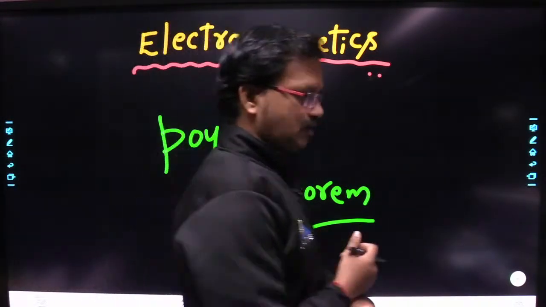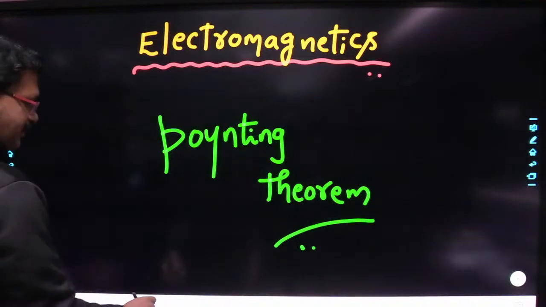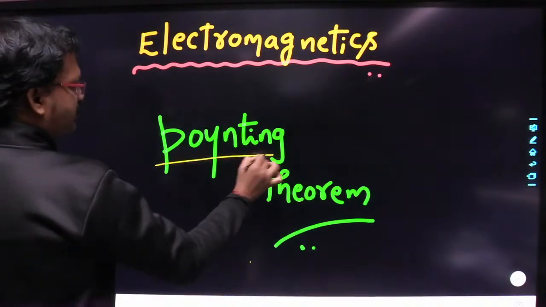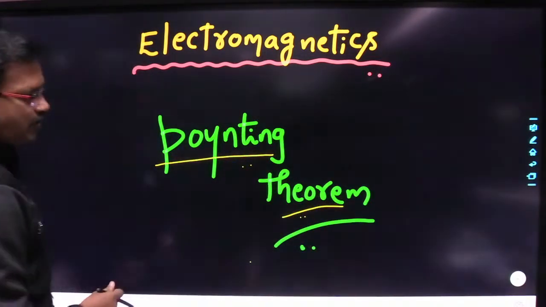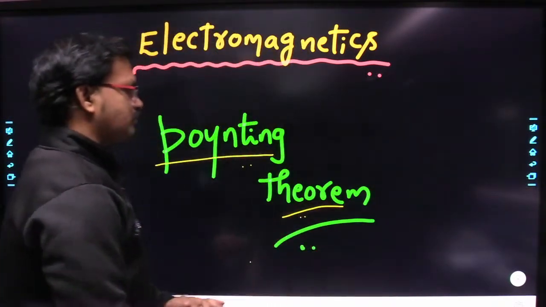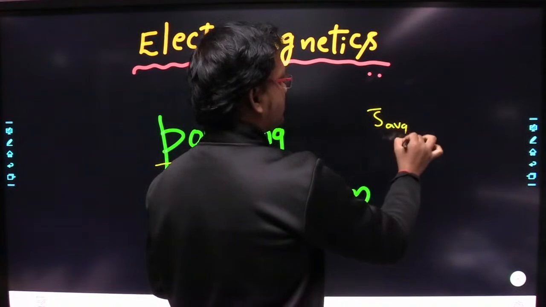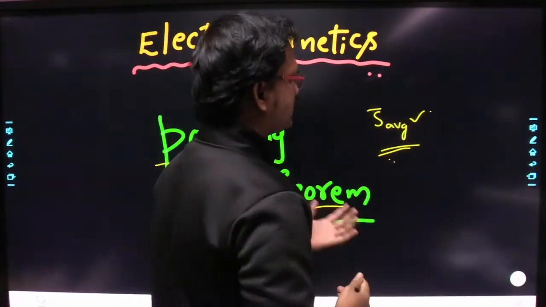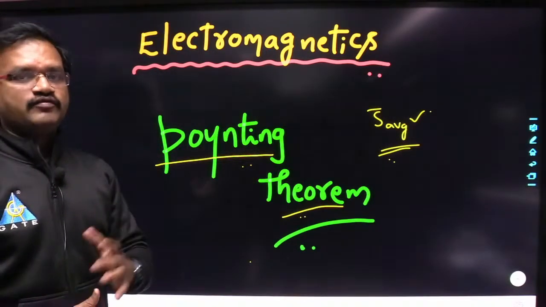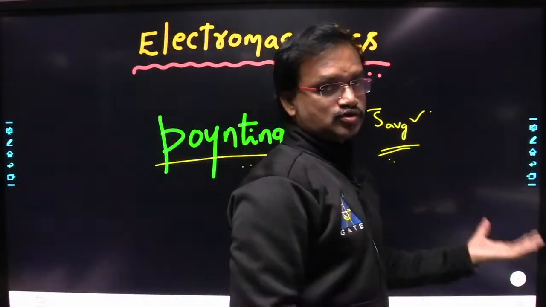We are dealing with the subject electromagnetics, and in the last session we started Poynting theorem. We solved some problems based on it. We saw the concept of Poynting theorem, and mainly studied how to determine the time average Poynting vector when the electric field and magnetic field are given as real time solutions, and when they are given as complex solutions.